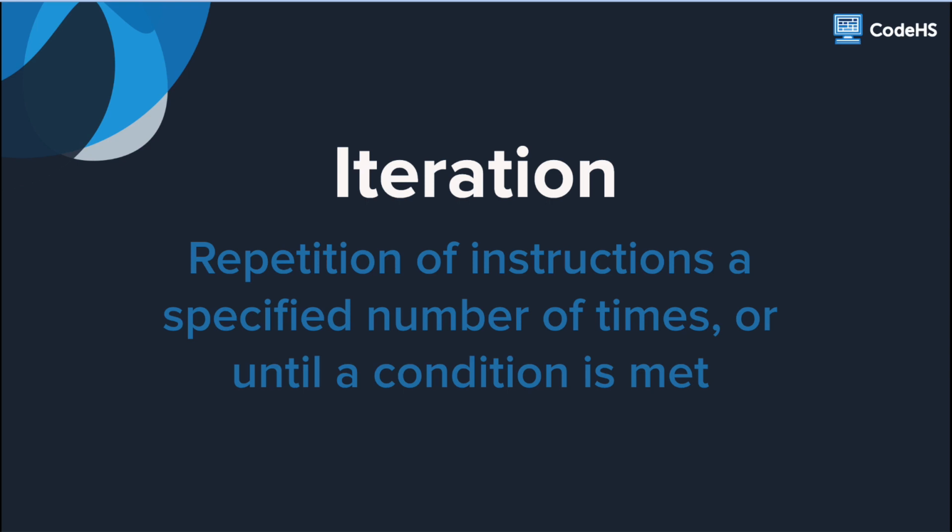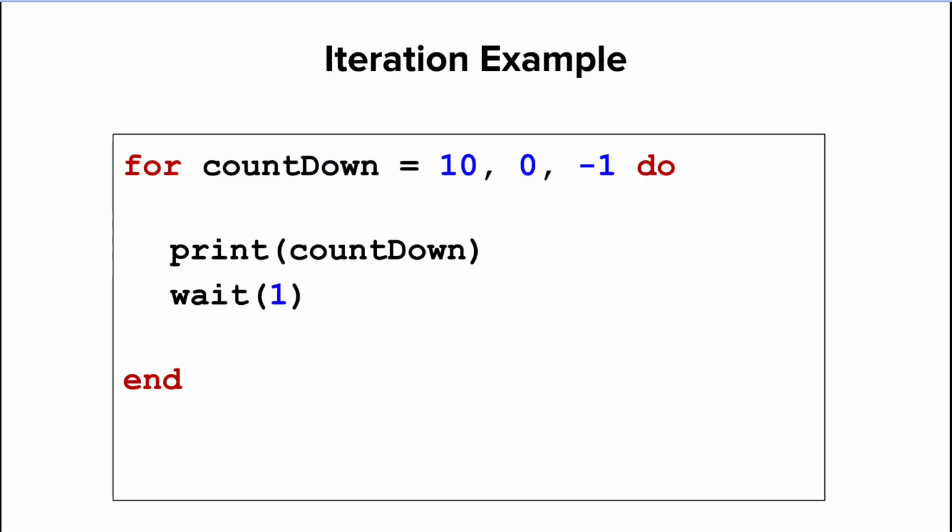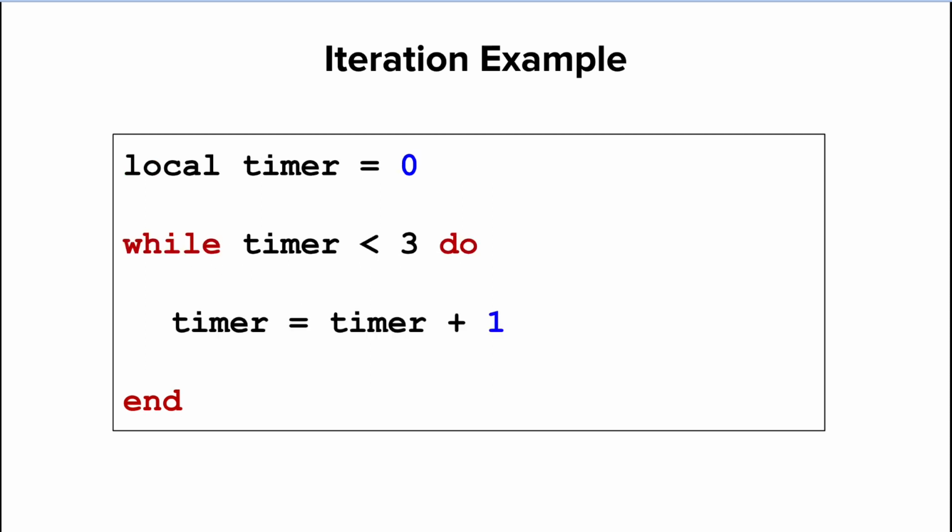Iteration is a repetition of instructions a specified number of times or until a condition is met. Iteration repeats part of the code as necessary. In this example, the code will loop or iterate 10 times to effectively create a countdown from 10 to 0. Here's another example of iteration. A while loop will also repeat code, or iterate, a specific amount of times or indefinitely. In this example, the loop will repeat until timer is no longer less than 3.